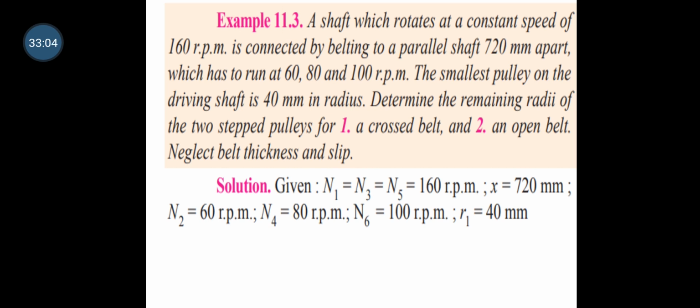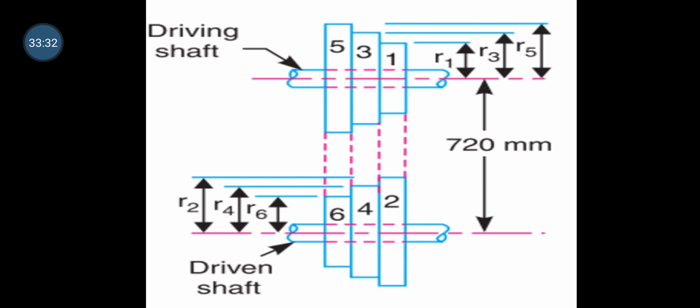Write down the given details. That is the speed N1 is equal to N3 is equal to N5 is equal to 160 rpm and distance between the shafts X is equal to 720 mm and N2 60 rpm, N4 80 rpm, N6 100 rpm and R1 is equal to 40. The diagram will show the clear details. The driving shaft 135 and the driven shaft 246 having the different types of radii and the distance between the two axes is 720 mm.